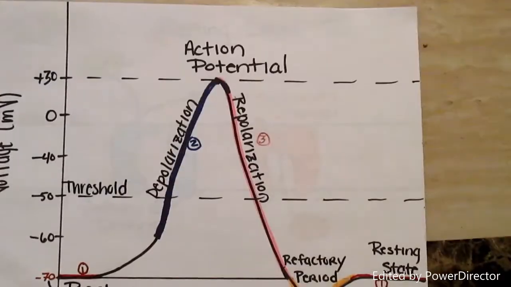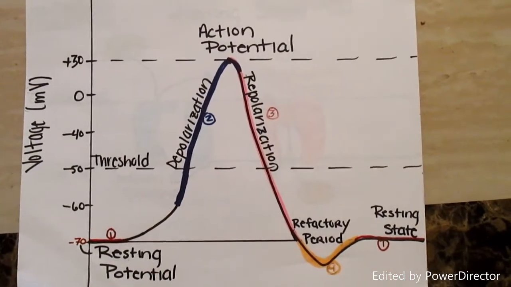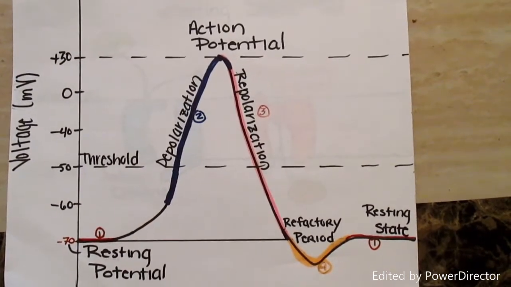The sodium-potassium pump on the action potential contains 4 main phases. Those 4 main phases are the resting state, depolarization, repolarization, and hyperpolarization.